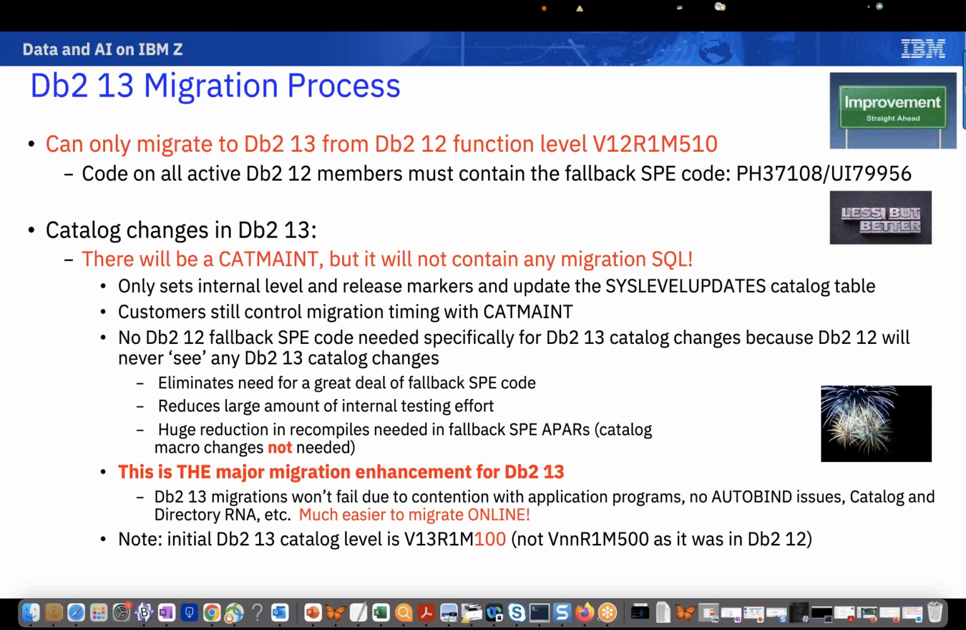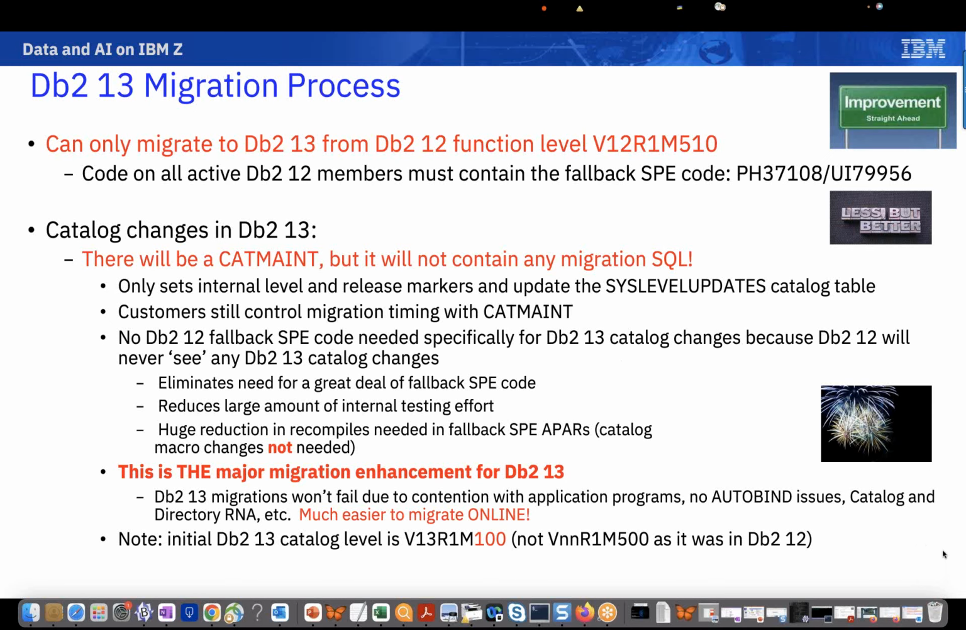We don't have to do all this additional testing of the catalog changes. There aren't any issues and changes in the catalog, so in release coexistence, we don't have issues, and we don't have issues due to the catalog changes in a fallback situation as well. So you will likely hear this with anybody that talks about migration, and hopefully it's me and Anthony, but I'm so excited about this. I think customers are going to love this, and this is the major migration enhancement for version 13. And we expect that because of this, we won't have contention with application programs, no auto-bind ping-ponging, and we expect migrations to be online.